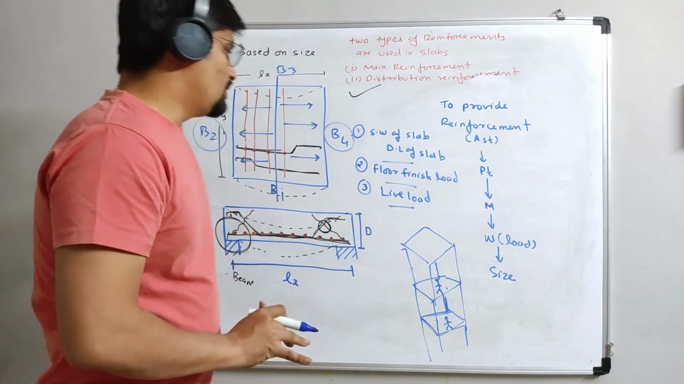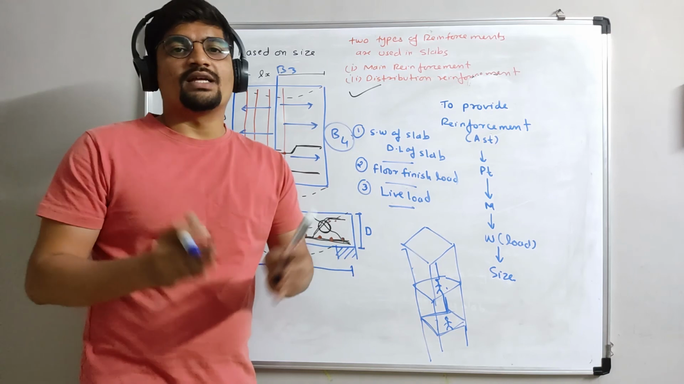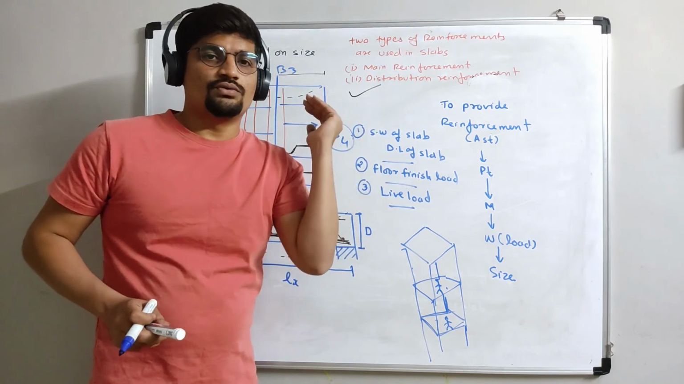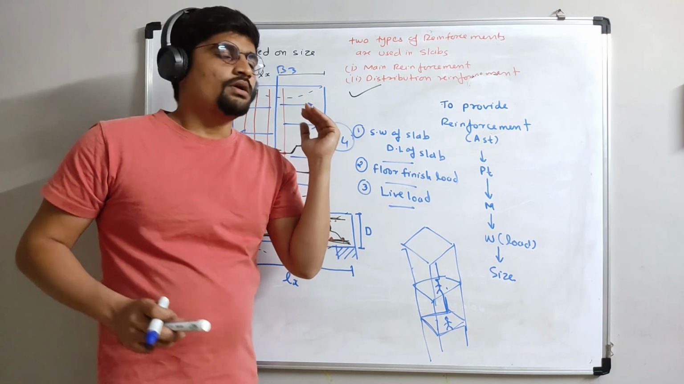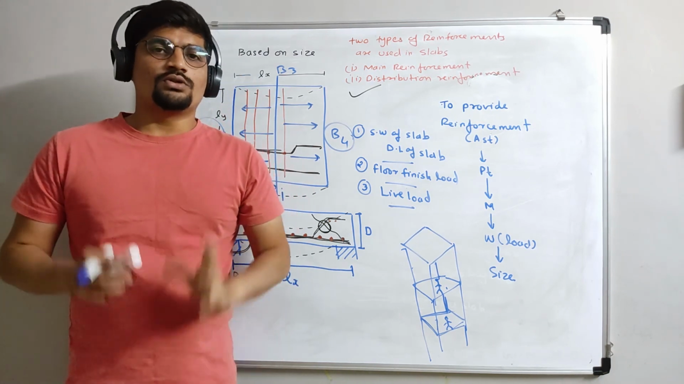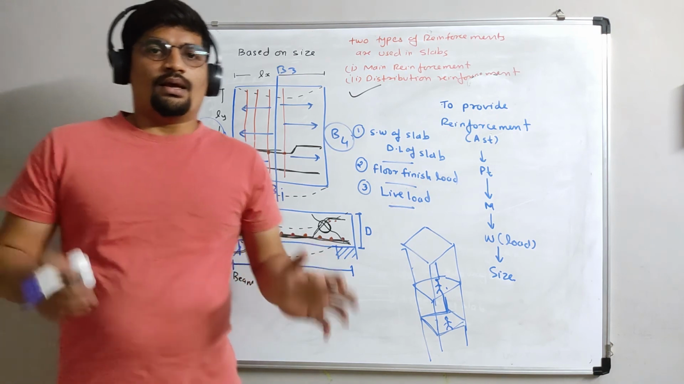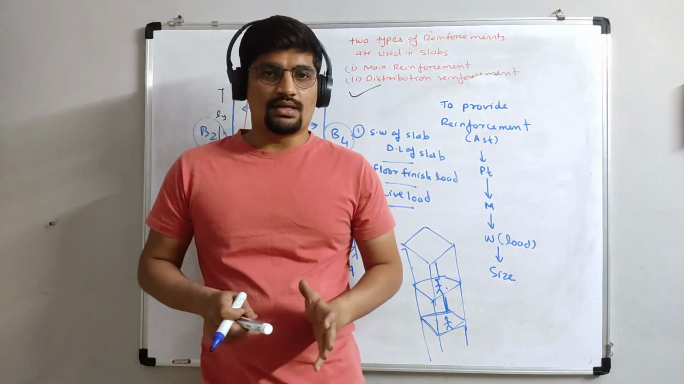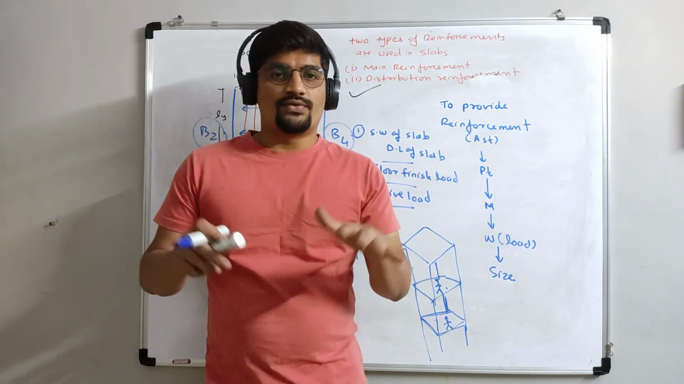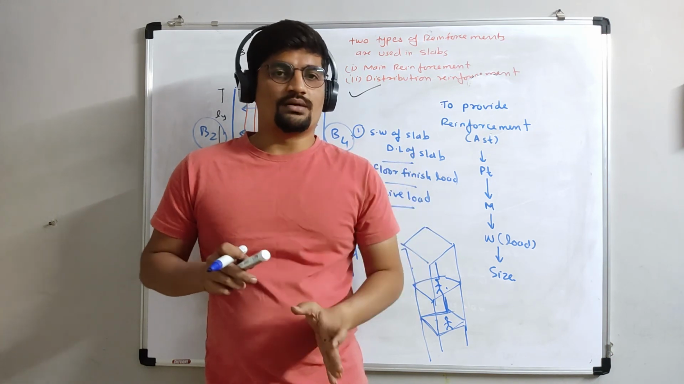In a two-way slab, the reinforcement is in both directions. So the load will be transferred in both directions. I will explain that portion when I teach you the two-way slab. So today we will only focus on the one-way slab. So this is the overview of the one-way slab. And if I have missed something, then in the next video or during the lecture, I will make you understand each thing step by step.